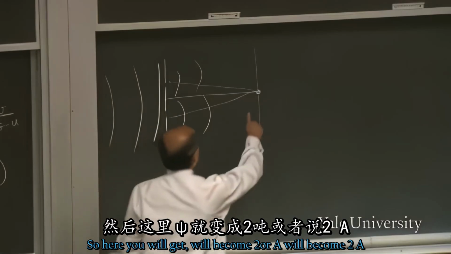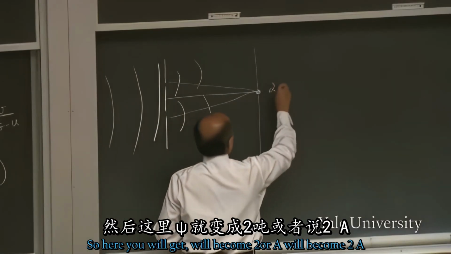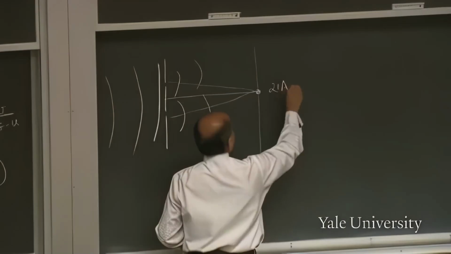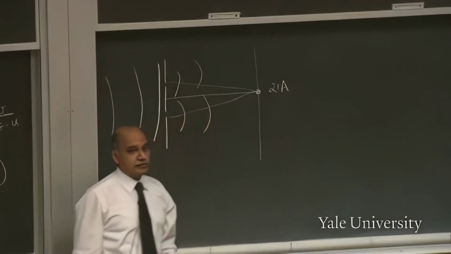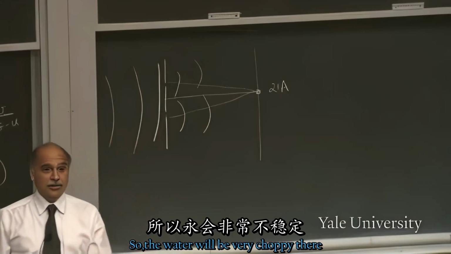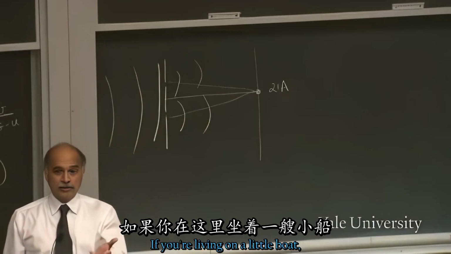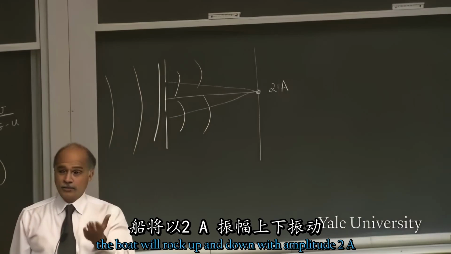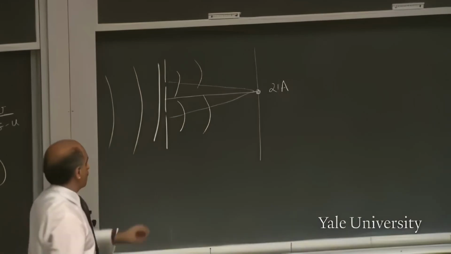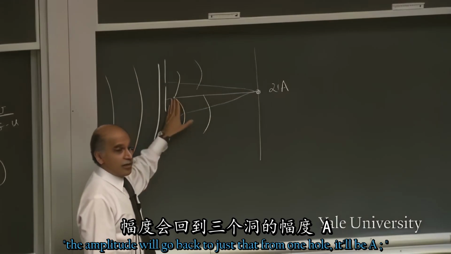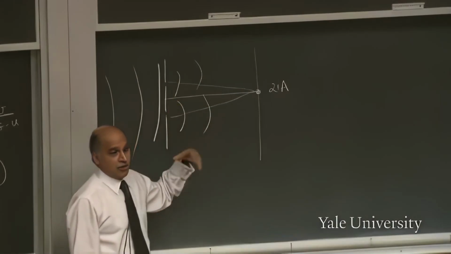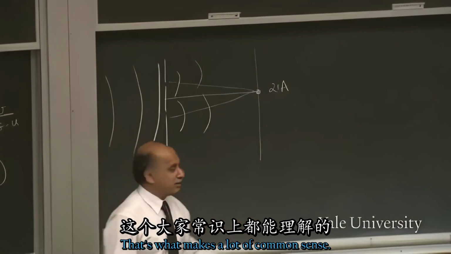So you'll just double the answer. So here psi will become 2 psi, or A will become 2A. If you had an amplitude A from this and A from this, you will get 2A here. So the water will be very choppy there. If you're living on a little boat, the boat will rock up and down with amplitude 2A. If you shut off this hole, amplitude will go back to just that from one hole, it will be A. 2 gives you 2A. That's what makes a lot of common sense.